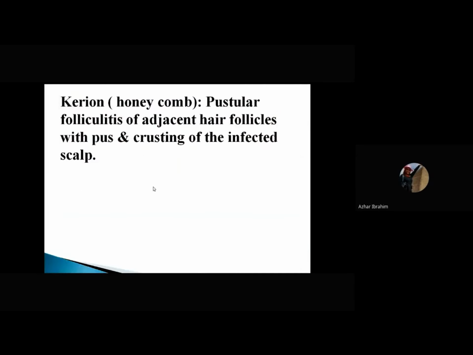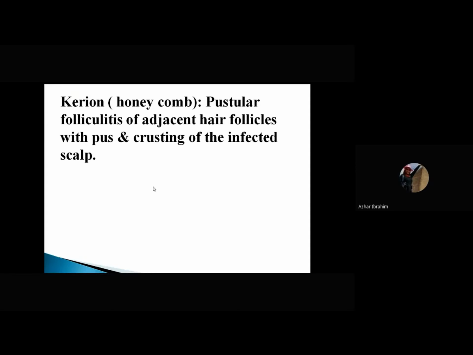Okay. There is a term, and this is a very important term. Later on, you will know it, inshallah, in dermatology also. It's referred to as kerion. What is kerion? It's referred to as honeycomb. Honeycomb, it means خلية النحل. Okay. The infected hair appears like a honeycomb.